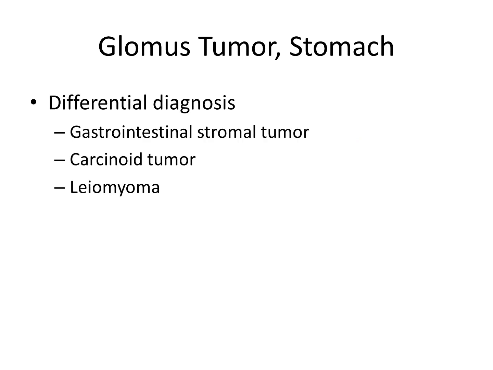The differential diagnosis should include gastrointestinal stromal tumor, carcinoid tumor, and leiomyoma. The aforementioned stains will exclude the entities in the differential diagnosis.